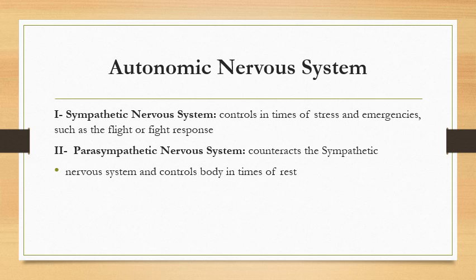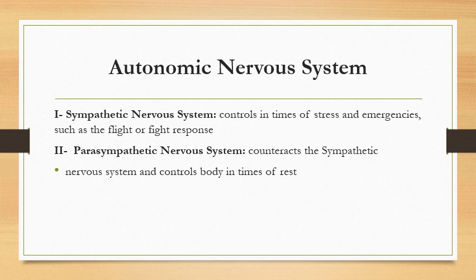Okay, coming to the next slide, what is the autonomic nervous system? It is again divided into two types, that is the sympathetic nervous system and the parasympathetic nervous system. First, the sympathetic nervous system controls the body in times of stress, like when you are fighting or running. And the opposite is the parasympathetic nervous system, which controls your body in times of rest, like when you are sleeping or sitting somewhere.